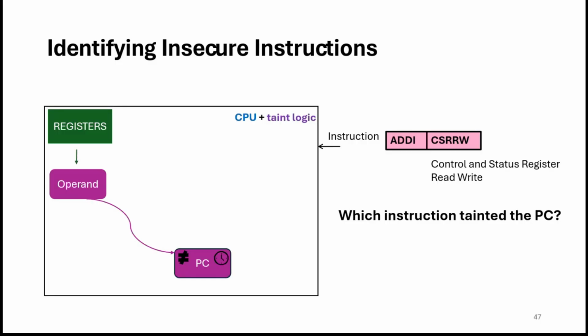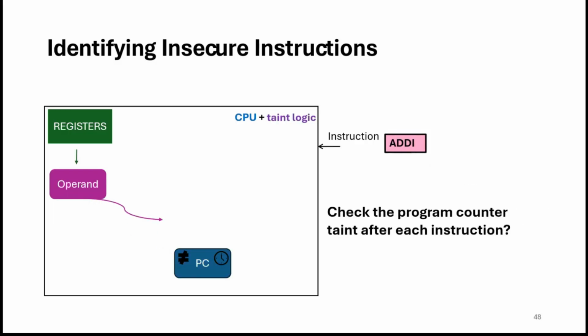Now let us look at an example where we have two instructions. We have an operand that's tainted, and we have a flow to the program counter. How do we know which instruction tainted the program counter? We could look one by one. We could look after the add and see that everything's fine, the program counter is untainted. Then we execute the CSR write, and we see that there is a taint flow. So now we would blame the CSR write instruction, the control status read write instruction.